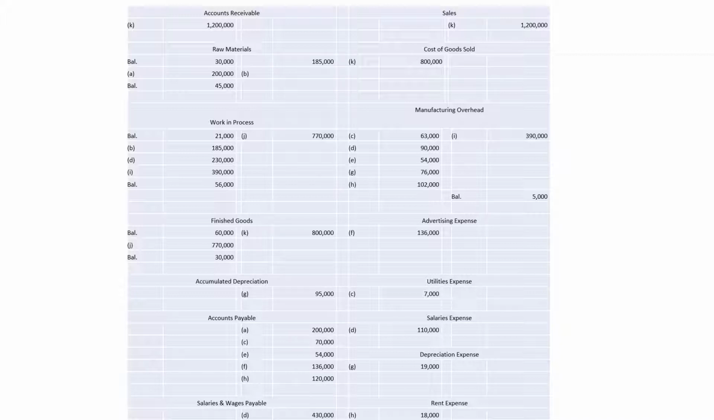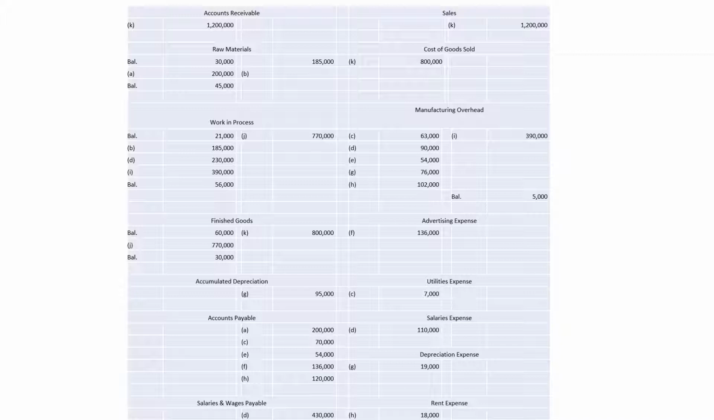Now, what you can do next is find a balance in each T account. They don't have them there, so let's do them ourselves, right? In the raw materials inventory, 30,000 raw materials in the debit plus 200,000, and for, oh, it does have the balance, I'm sorry. And 200,000, 230,000 would be your debits. Subtract your credit of 185, it gives you a balance of 45,000 in raw materials.